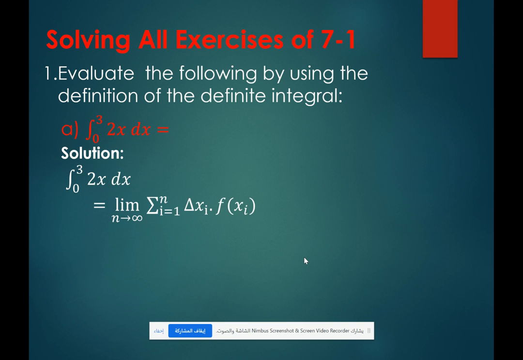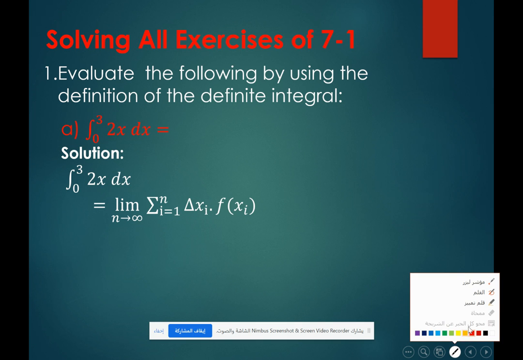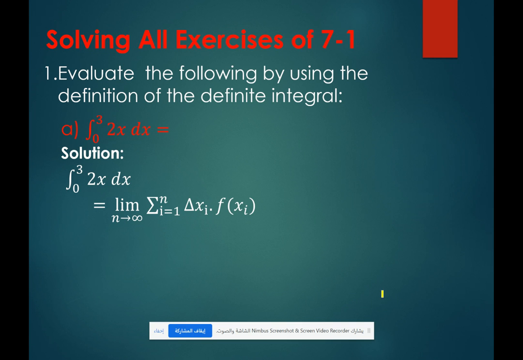when n approaches infinity for the summation i equals 1 till n of delta xi times f of xi, where delta xi is the width of any rectangle and f of xi is the length of any rectangle. And we are going to multiply them to each other, then find the summation for their area, then make n go to infinity to make the number of rectangles more and more till infinity.